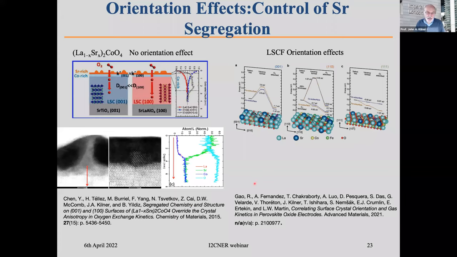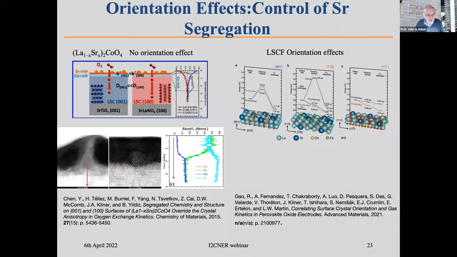One thing we are also looking at this point, because we're looking at ceramics. In a ceramic, of course, we have different orientations of the different grains at the surface. Would we get any orientation effects in the surface exchange coefficient? This is some work that we did with Bilge Yildiz at MIT, looking at epitaxial layers of a perovskite-related lanthanum strontium cobalt, and we found no orientation effect because the surface was dominated by this segregated strontium-rich layer at the top.